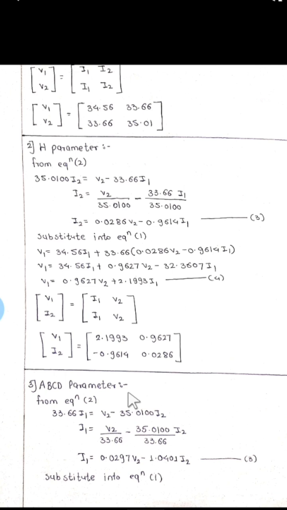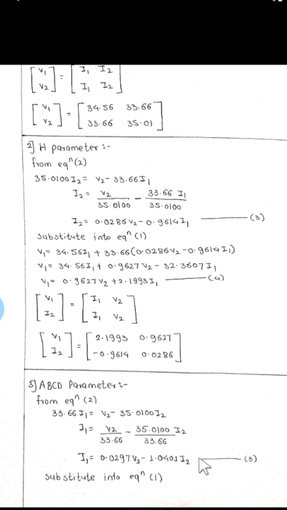From equation number 2, we find the I1 value. Therefore, we write 33.66 I1 is equal to V2 minus 35.0100 I2. Here 33.66 is multiplied with the I1. We shift it, then we get I1 is equal to V2 divided by 33.66 minus 35.0100 I2 divided by 33.66. By simplifying this, we get the equation for I1, that is I1 is equal to 0.0297 V2 minus 1.0401 I2. We consider this equation number 3.